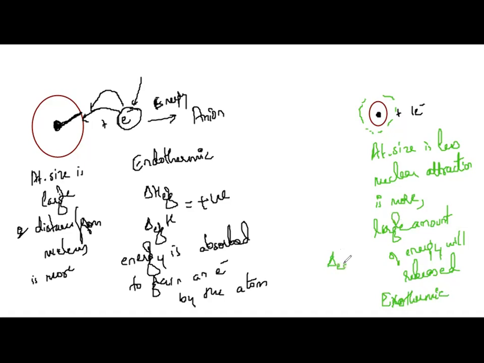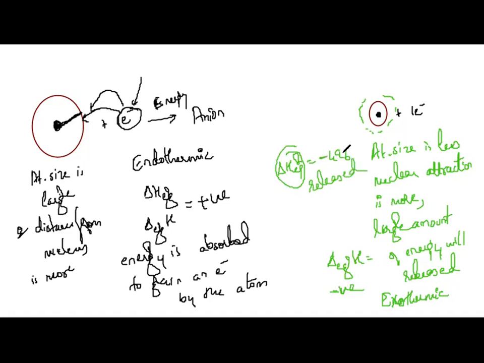And delta H_eg will be what? It will be negative. So for a given atom, delta H_eg is negative means what? Suppose I say for a given atom, delta H_eg is equal to minus 496. That means when an electron is gained by that particular atom, so much amount of energy is released.